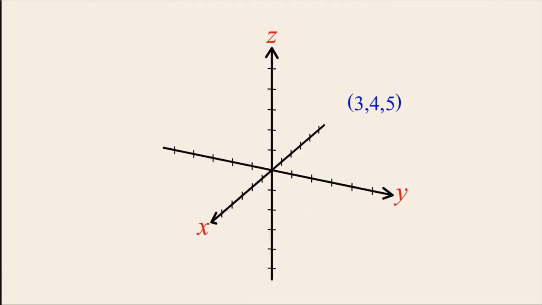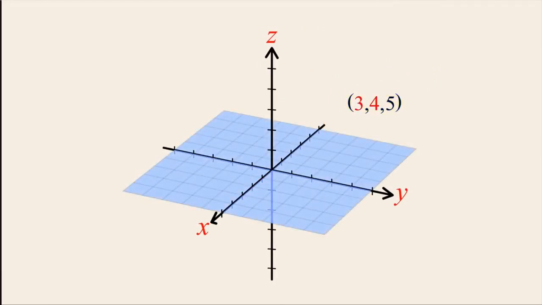Another way to look at this is that the x and y coordinates locate a position on the xy plane just as in two dimensions, and the z coordinate specifies the point's distance above or below that position on the plane.